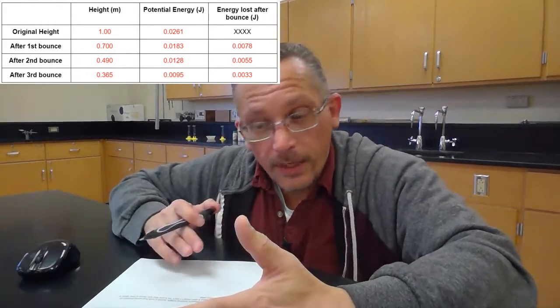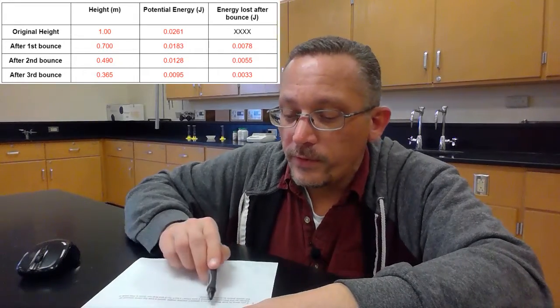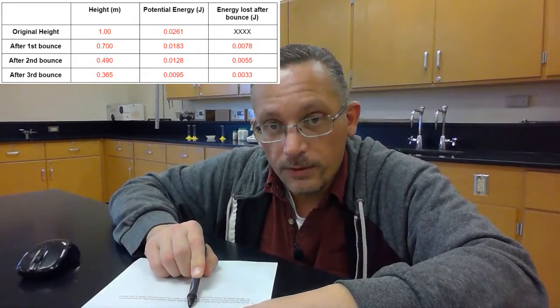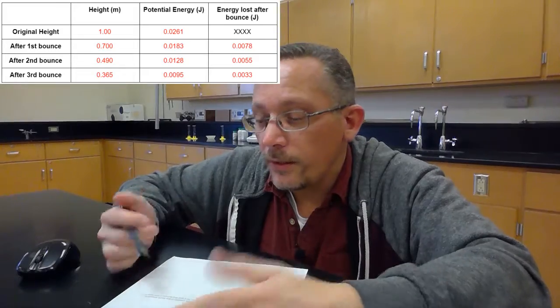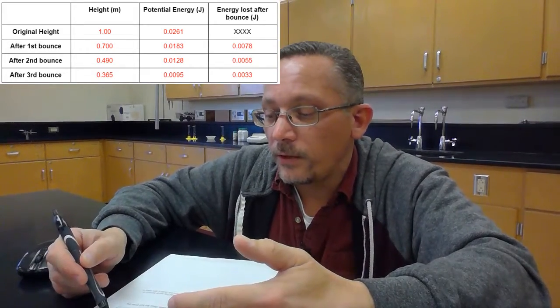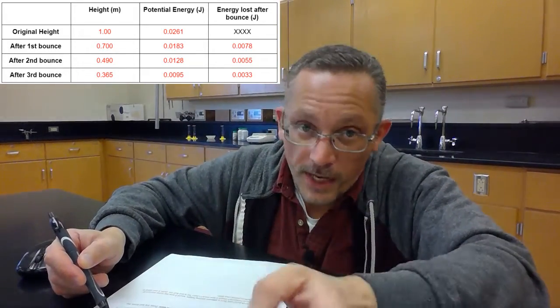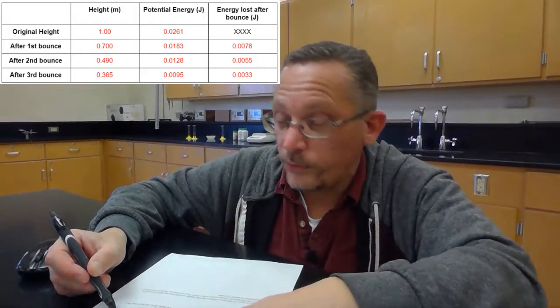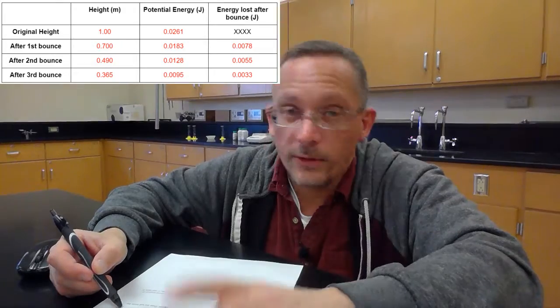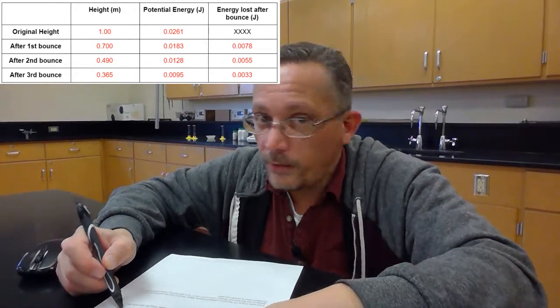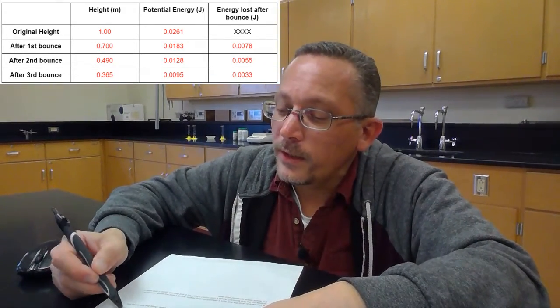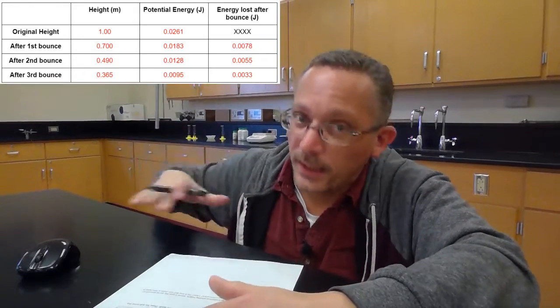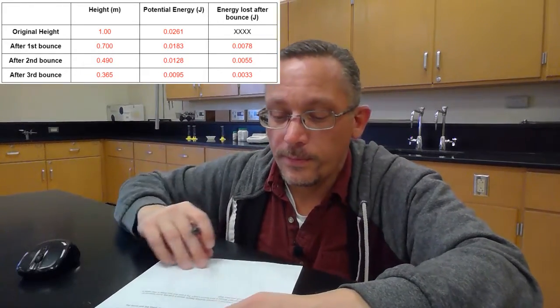Okay, so question number 8. It says, did the ball lose the same amount of energy every time it bounced? And if you look at the numbers, after the first bounce, it lost 0.0078 joules, and then it lost 0.0055 joules, and then it lost 0.0033 joules. So no, it does not lose the same amount. It looks like it's losing less and less energy each time it bounces.